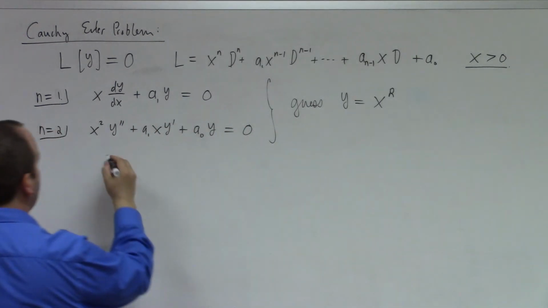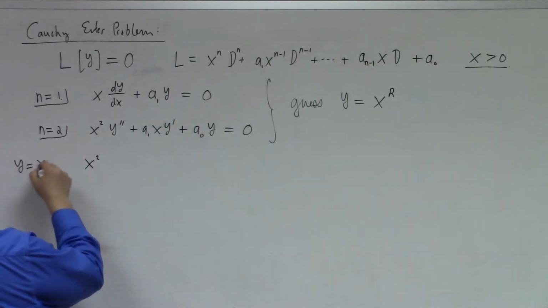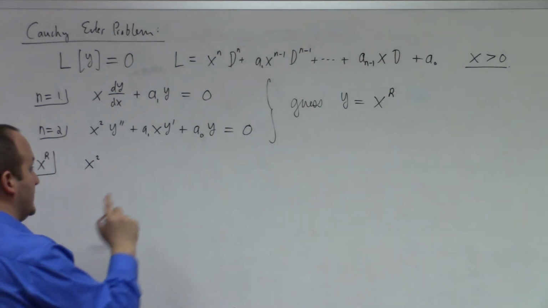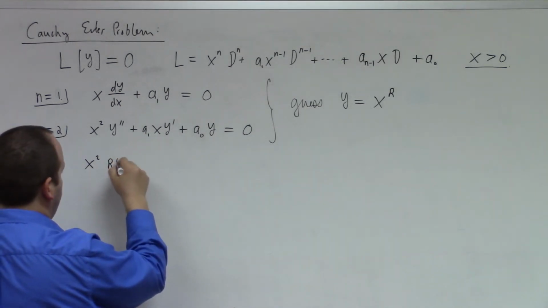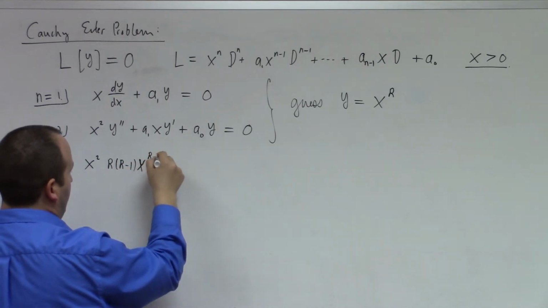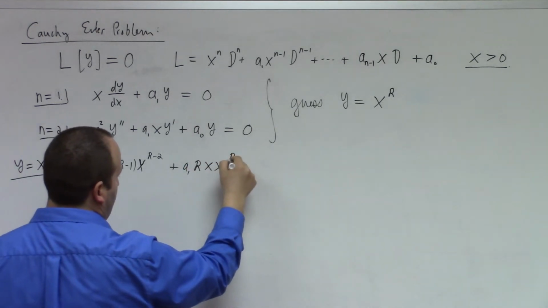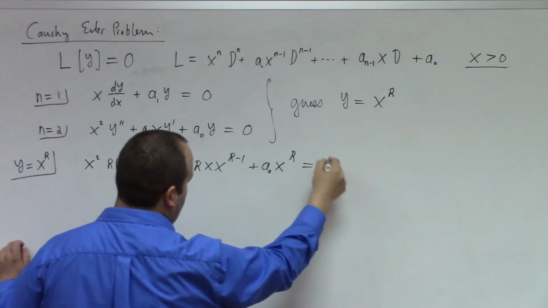Second order problem. We have x squared. What happens when you differentiate? Again, we're going to guess y equals x to the r. We'll grow past this and take an operator perspective very soon, but I just want to show you this way of thinking for a minute. So this is r times r minus 1 when I differentiate twice, x to the r minus 2, plus a1 r x to the r minus 1 plus a0 x to the r equals 0.